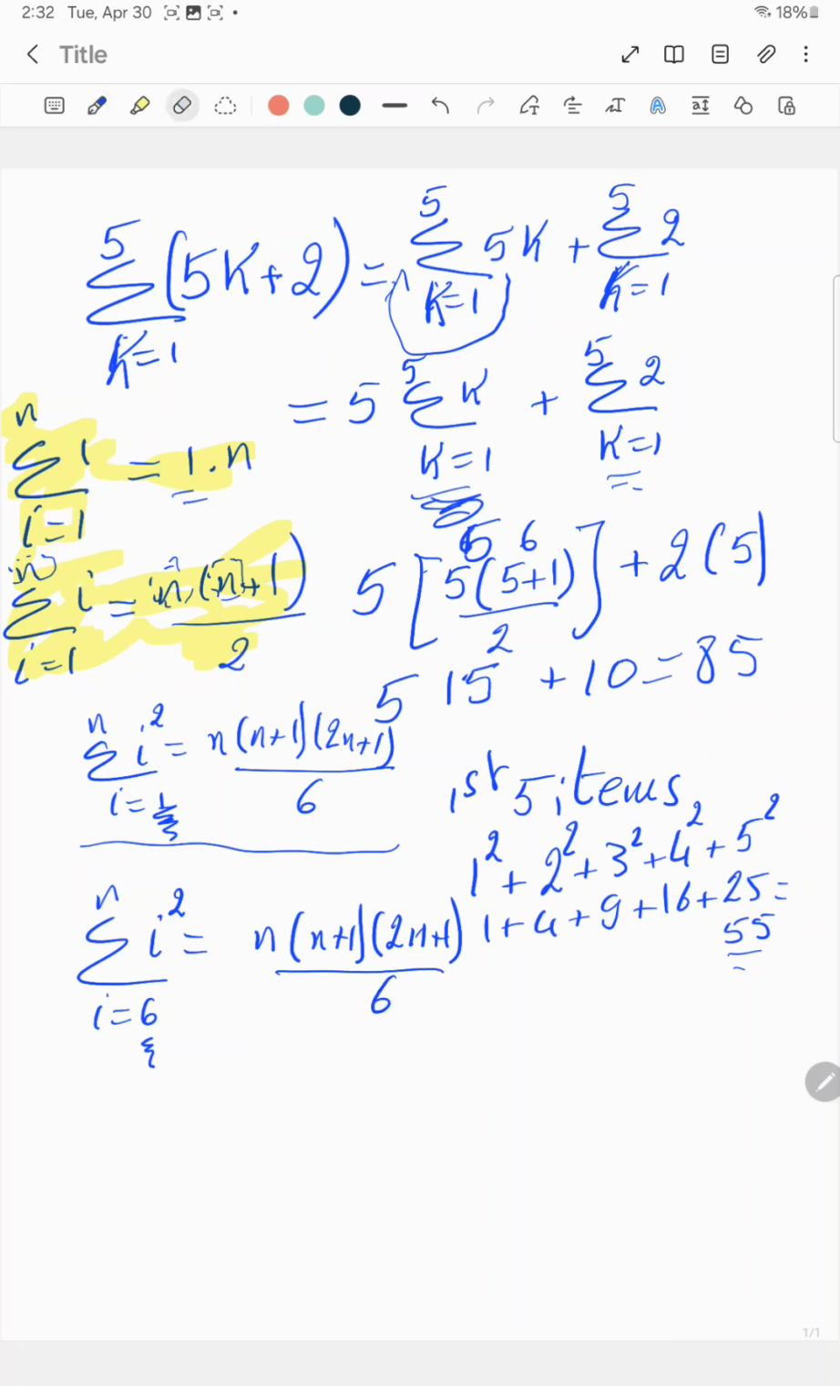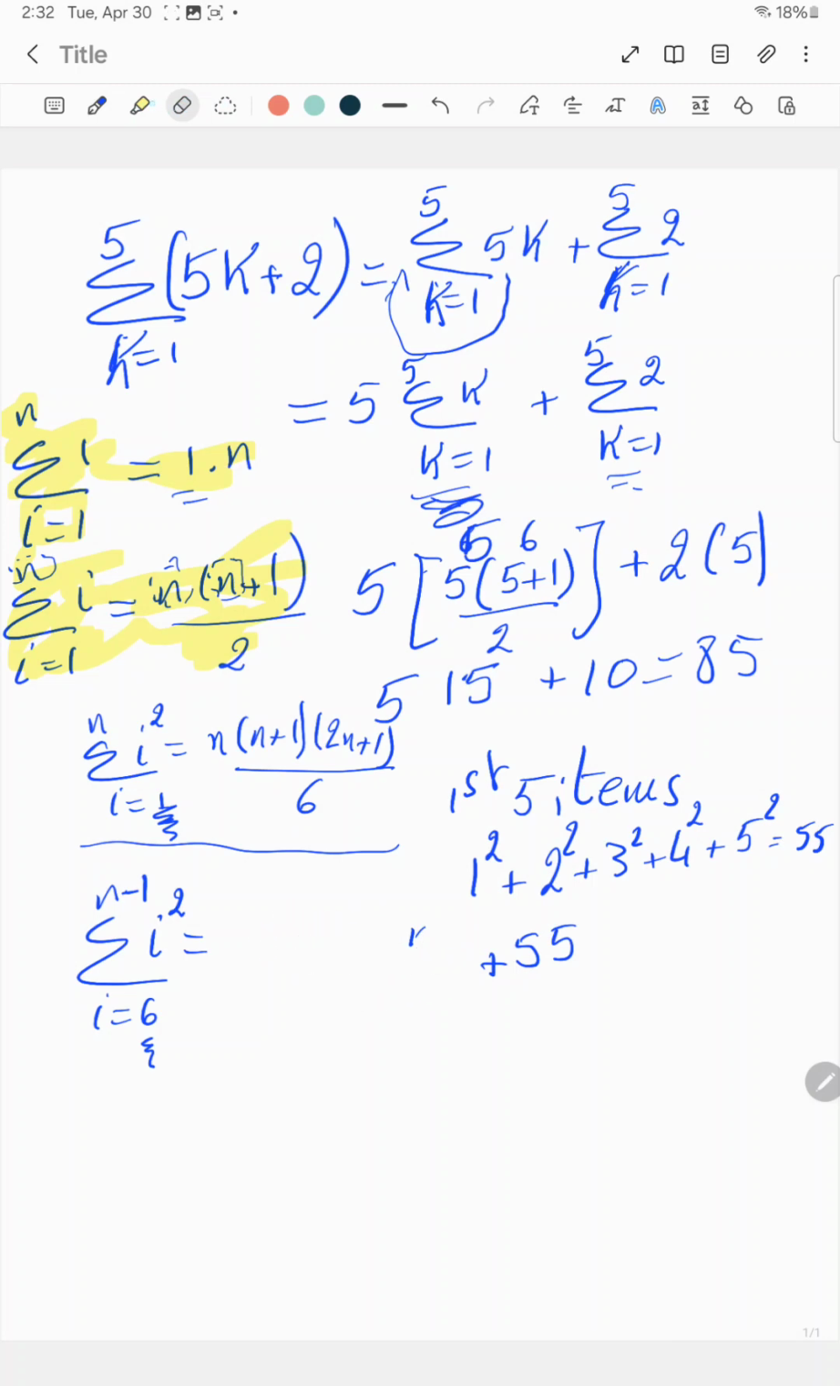Let me delete this, now you understood it. This is equal to 55. Plus 55 for the first 5 items. And you know what? Let's make it a bit more interesting. I will put n minus 1 here. So let's change it. As I told you, the n that is here is the n that is here. So I will start by replacing n with n minus 1.